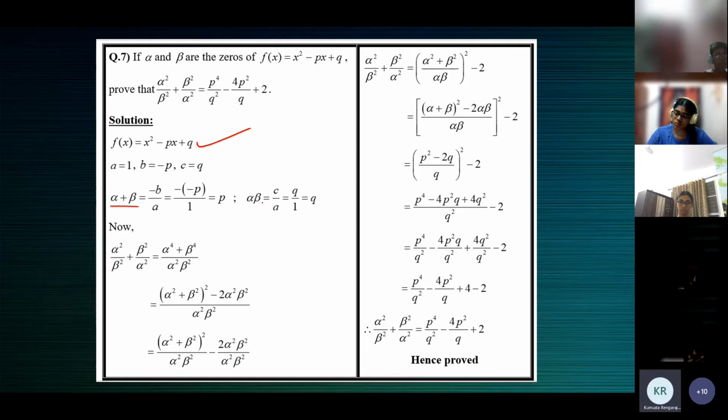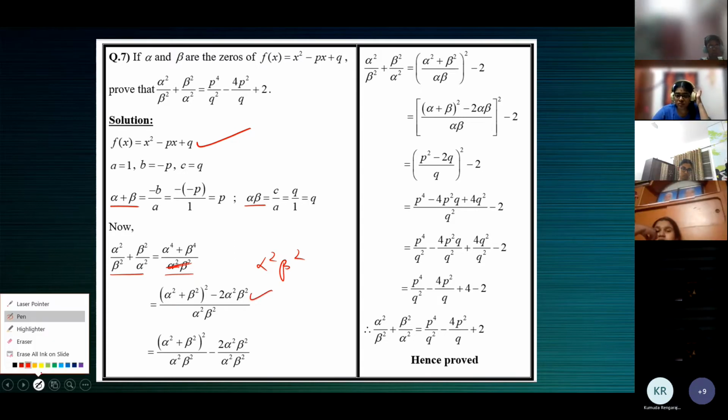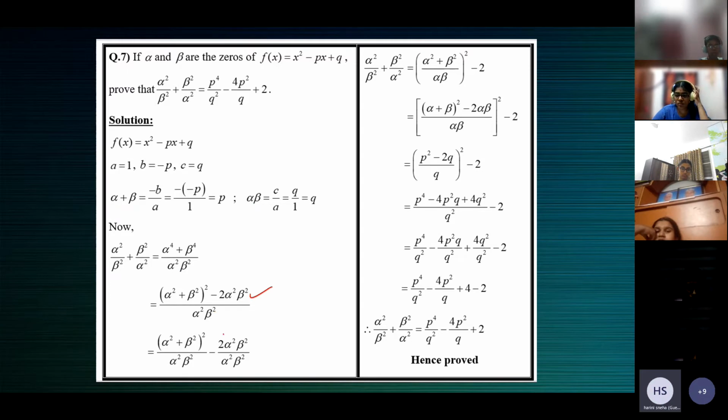Polynomial: get the values of alpha plus beta and alpha beta, take up the LHS, common denominator. This one is easy. Alpha square beta square is alpha beta the whole square, so nothing to worry about. The numerator is this identity. Then take this denominator for every term in the numerator. That's how you get this step. Alpha square beta square cancel, so it becomes minus 2.